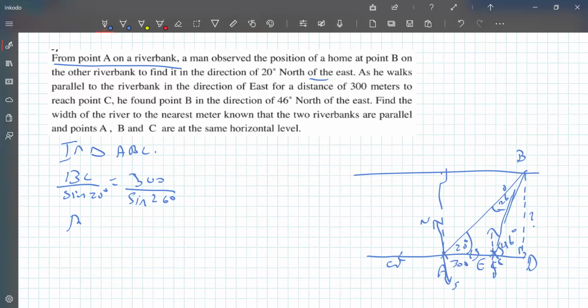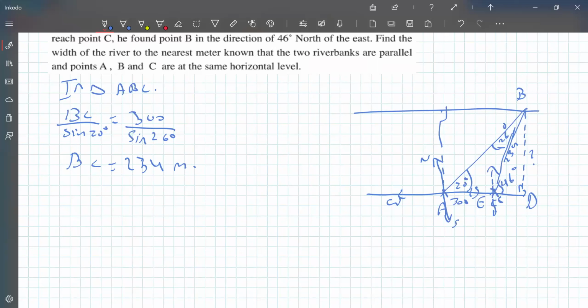Now BC equals, calculated, 300 times sine 20 degrees over sine 26 degrees, equals 234 meters approximately. 234 meters. Now we can find BD from the triangle BCD.